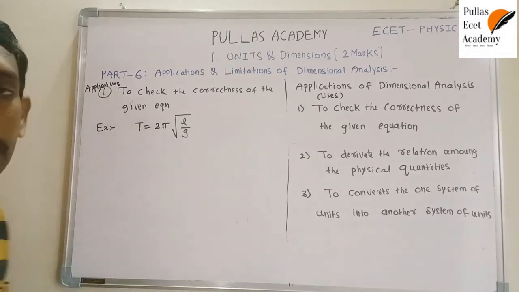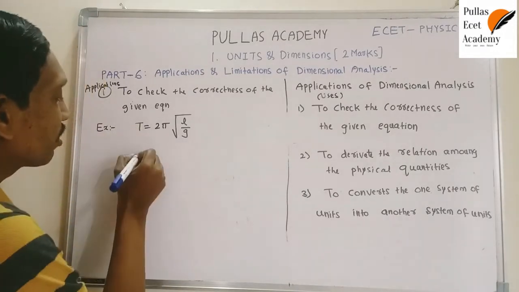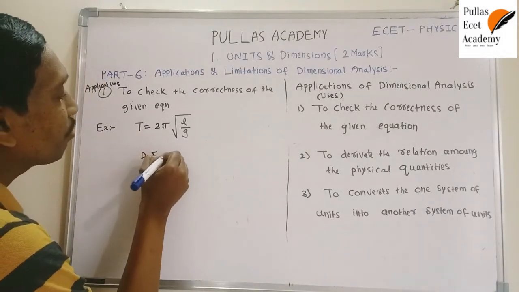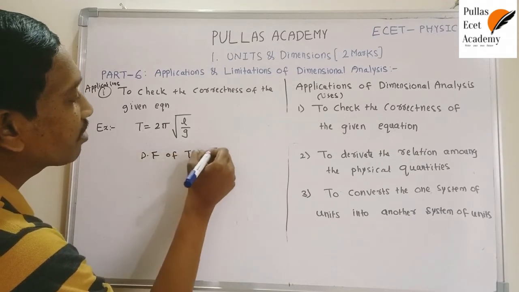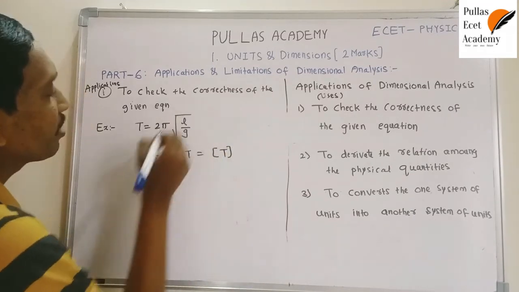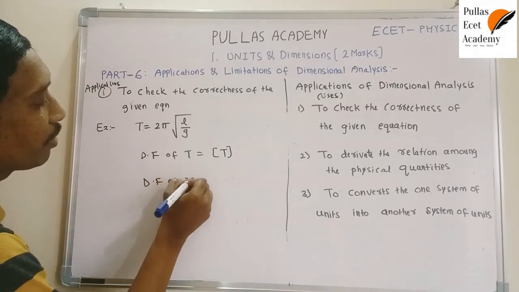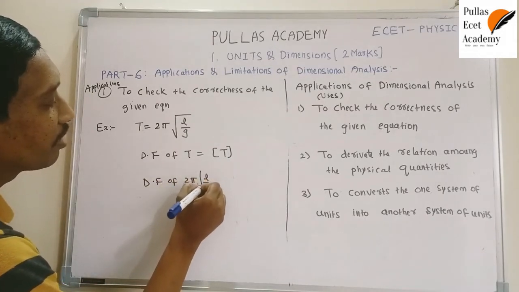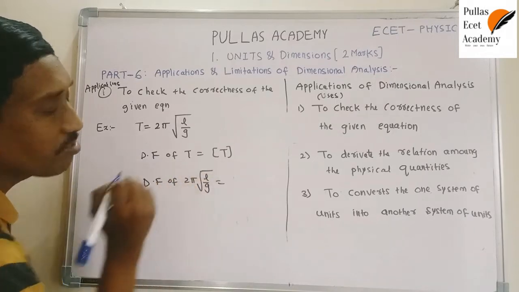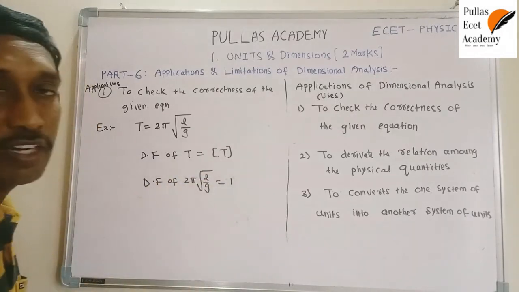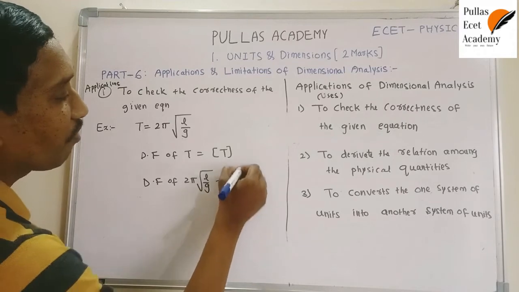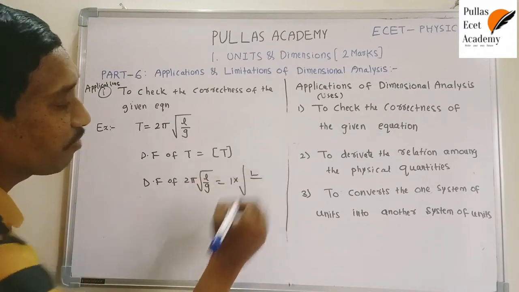Suppose T stands for time period. Time period is nothing but time. That's why the dimensional formula of capital T is T. Next, what is the dimensional formula of 2π into the square root of L by g? Here 2π is a constant, so there is no dimensional formula, it is 1. Next, into the dimensional formula of L. L stands for length, that's why write L.